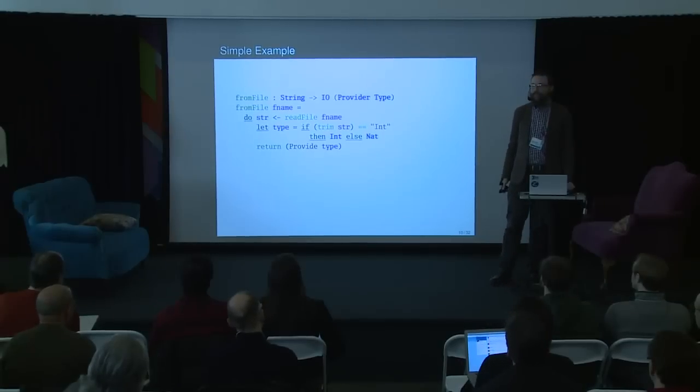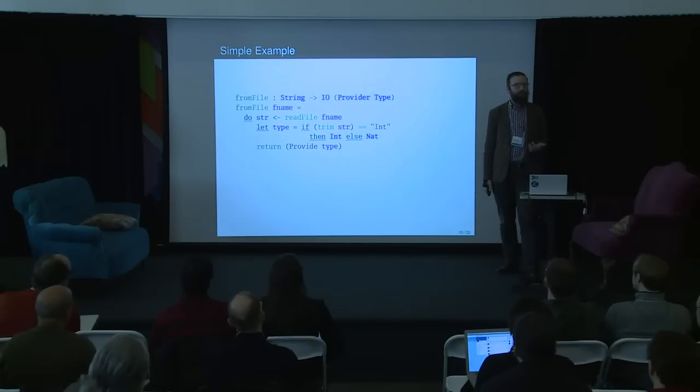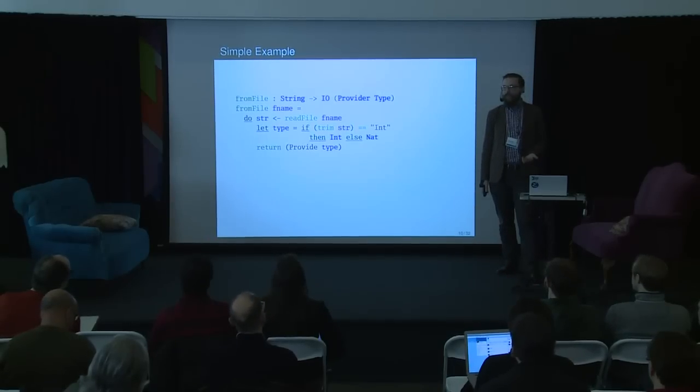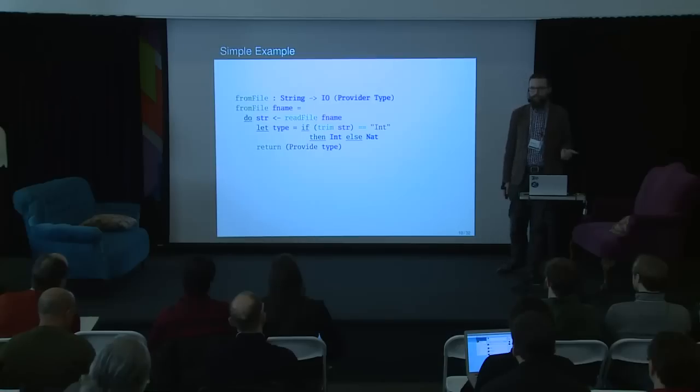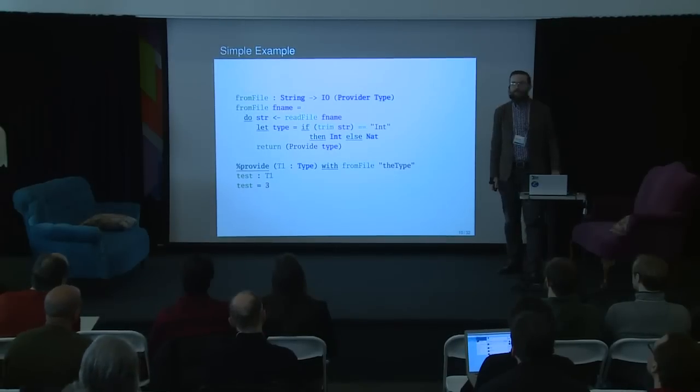So what it's doing is it's reading in the file whose file name we specified. It then checks if the string contents of the file, modulo whitespace, are equal to the string "Int". If so, it returns the type Int, otherwise the type Nat. And then it's wrapping it up in this constructor called Provide, which is a constructor of that Provider type, which we'll see a little bit more of in a little bit. Then, if I want to use it, further down in the exact same file, I give this sort of type provider instruction to the compiler.